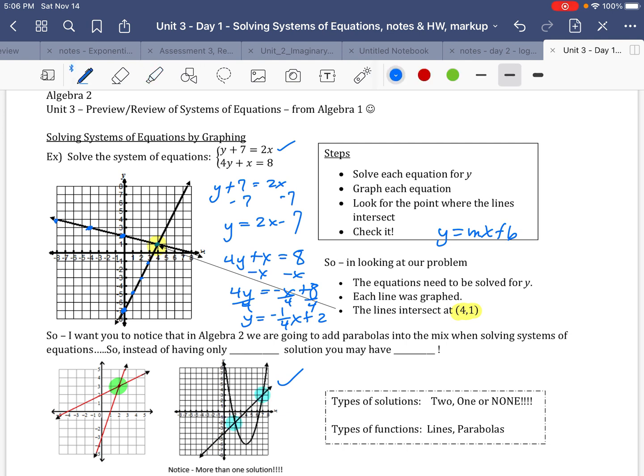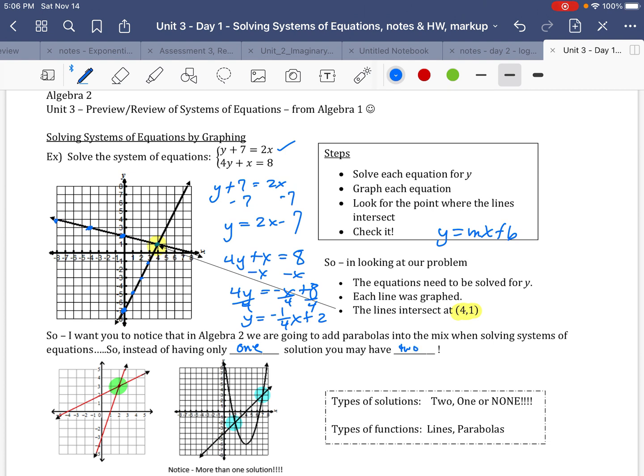Or, if the line was maybe like right here on the very end of it, or just brushed up against your parabola just a little bit, just in one spot, then you can have one solution. Or sometimes your line might not even touch the parabola at all. Maybe the line's down here somewhere, and so it doesn't touch the parabola at all. Or you can also have two parabolas together, and the same kind of things can happen. All right, so just remember that instead of only having one solution, you might have two.